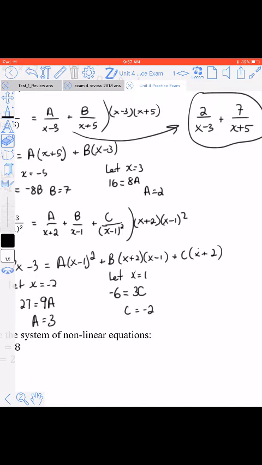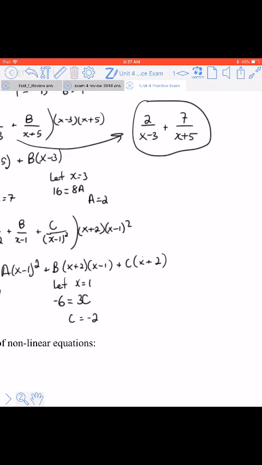Now, as often happens with repeated factors, we're out of convenient values. I've already used x equals 1 and x equals negative 2. Those are the only two convenient values. Problem is, I still haven't solved for b. So what you would do at this point, if you're out of convenient values, is just choose a random value, some simple number for x.